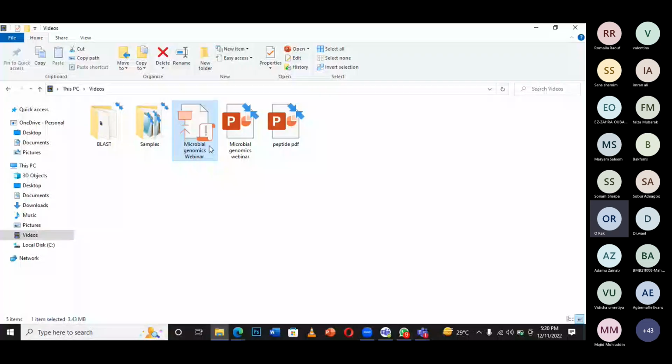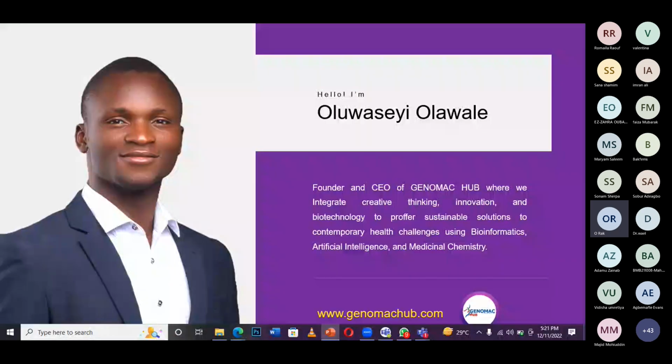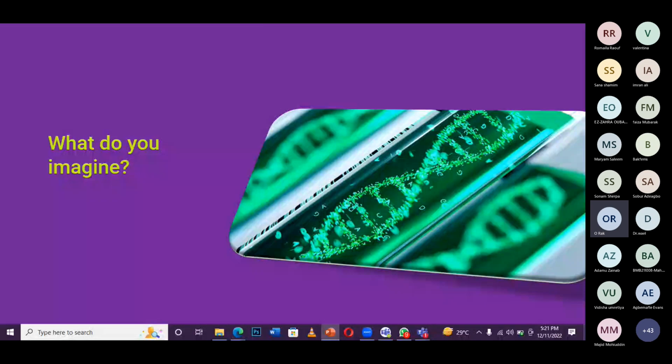So now when we talk about microbial genomics, what do you imagine? In your career, or maybe as a microbiologist, or as a life scientist, you have an interest in microorganisms, right? So what is the first thing that comes to your mind? What do you understand, or what do you have in mind? What is the research interest you have in mind about microbial genomics?